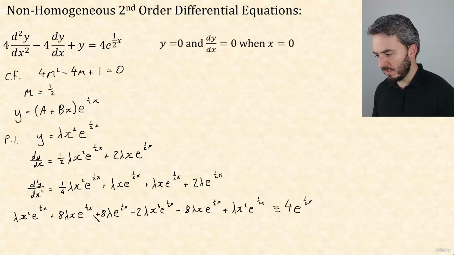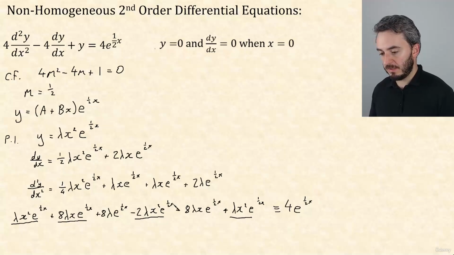So let's review and see what we've got. How many lambda x squared e to the half x do we have? We've got 1 of them, minus 2 of them, plus 1 of them, so they are all gone. How about lambda x e to the half x? I've got 8 of them here, minus 8 lambda x e to the half x, so they're gone. So all that remains is 8 lambda e to the half x, which needs to equal 4 e to the half x. That means that lambda is a half.